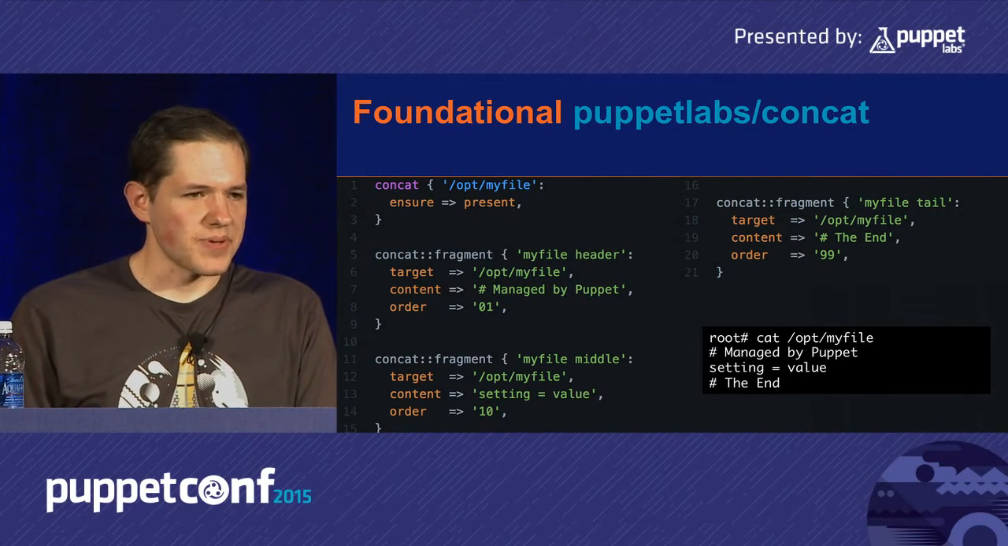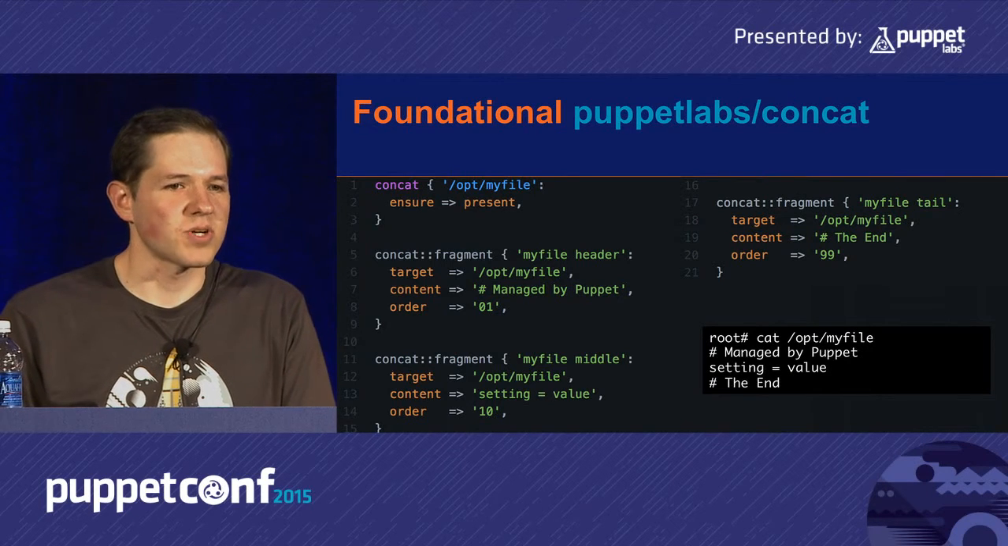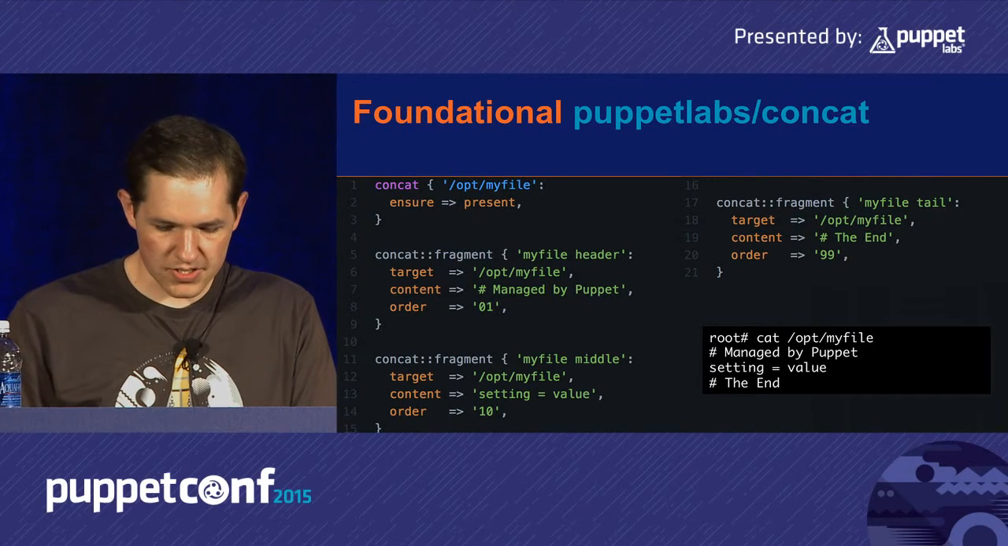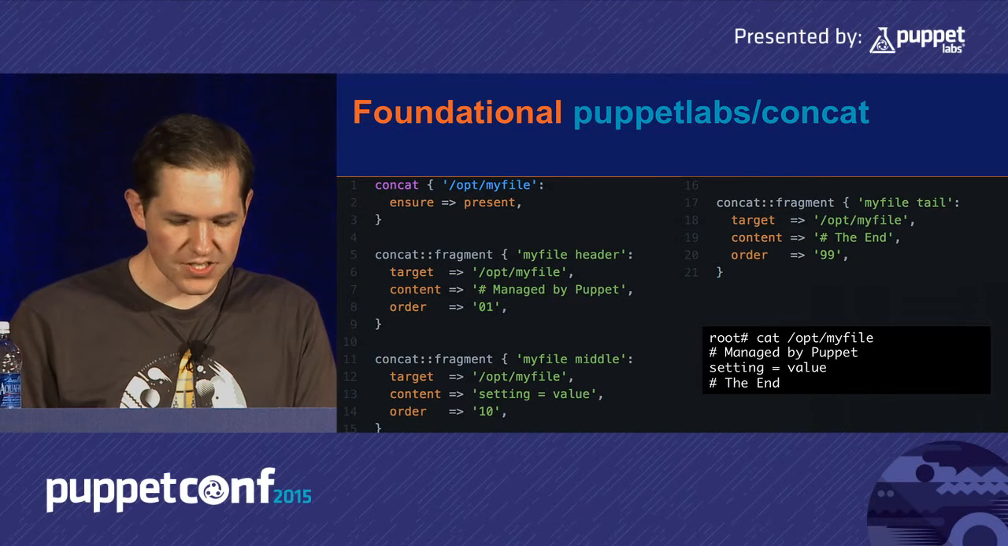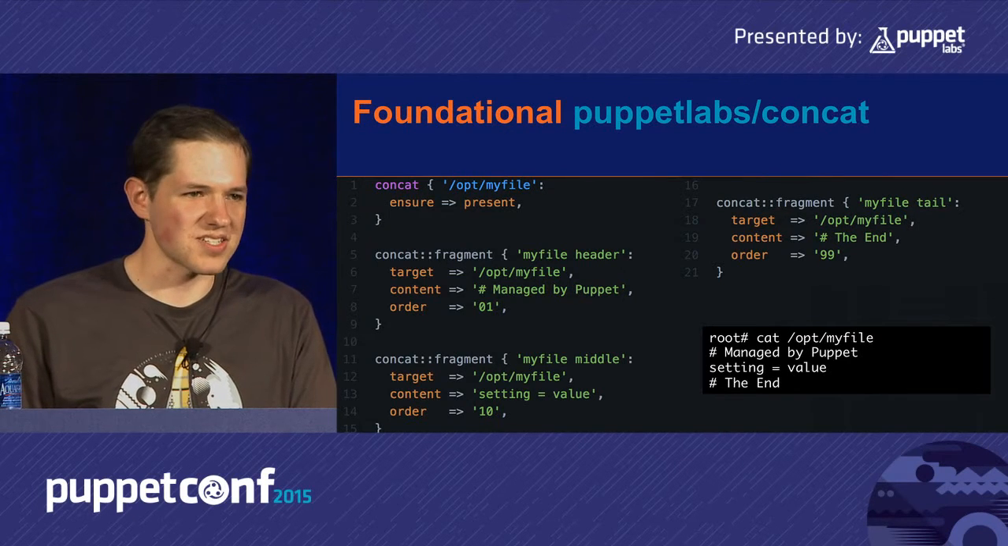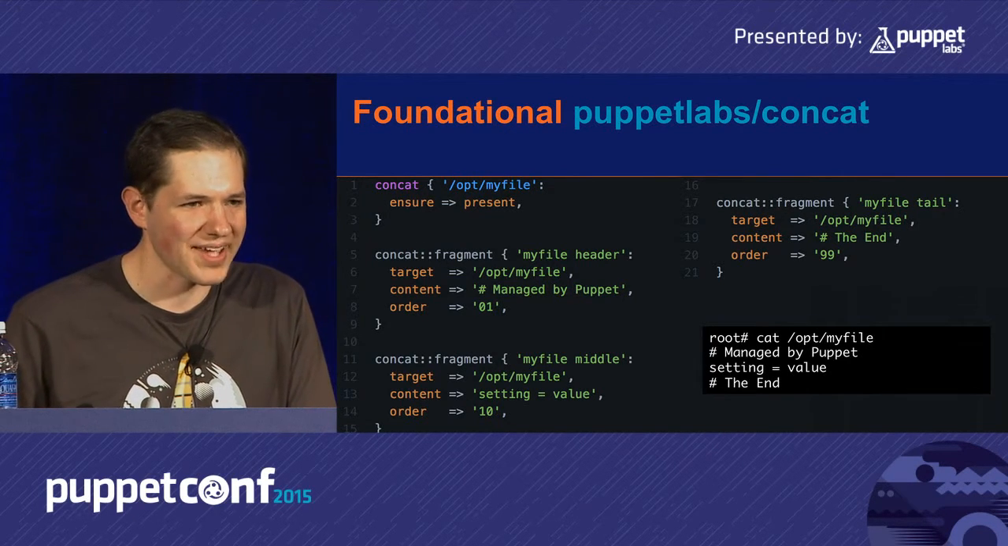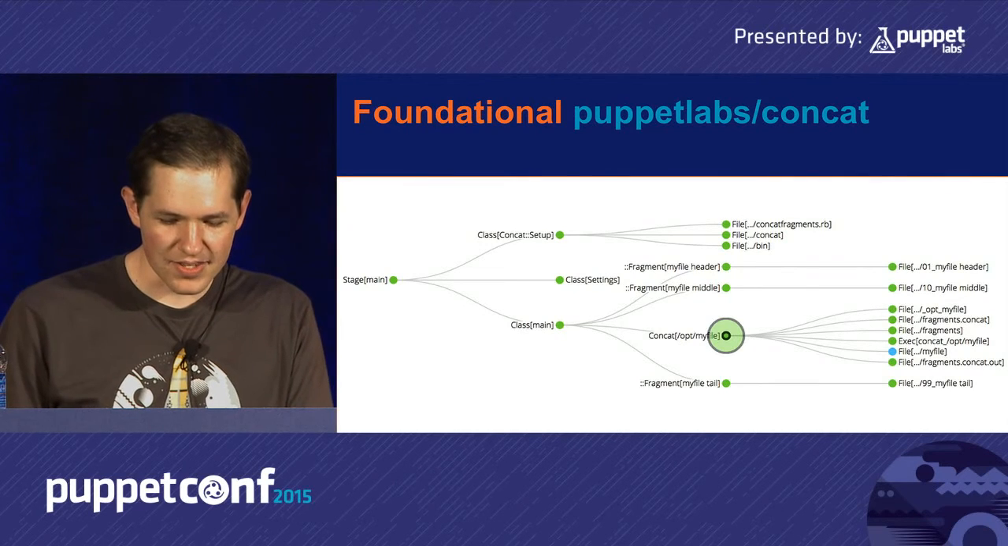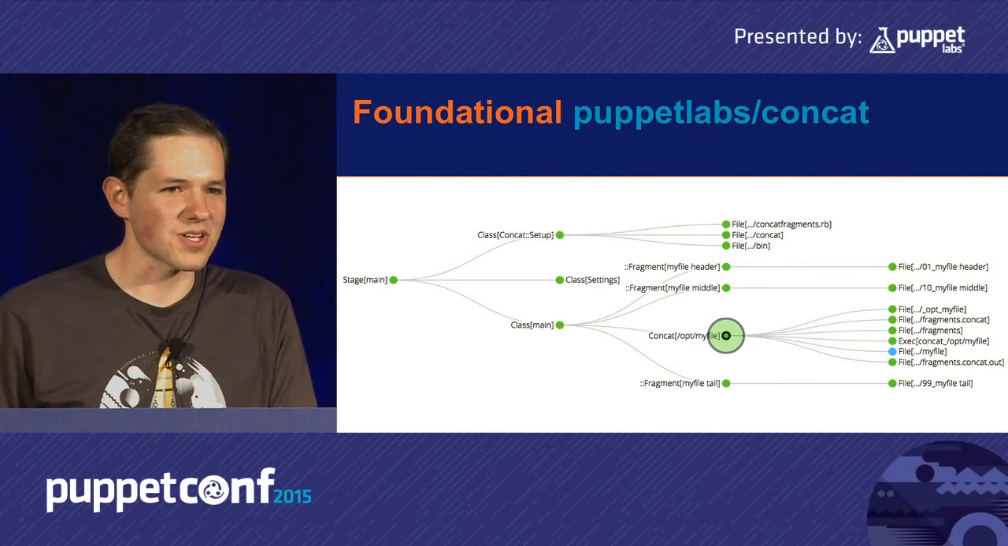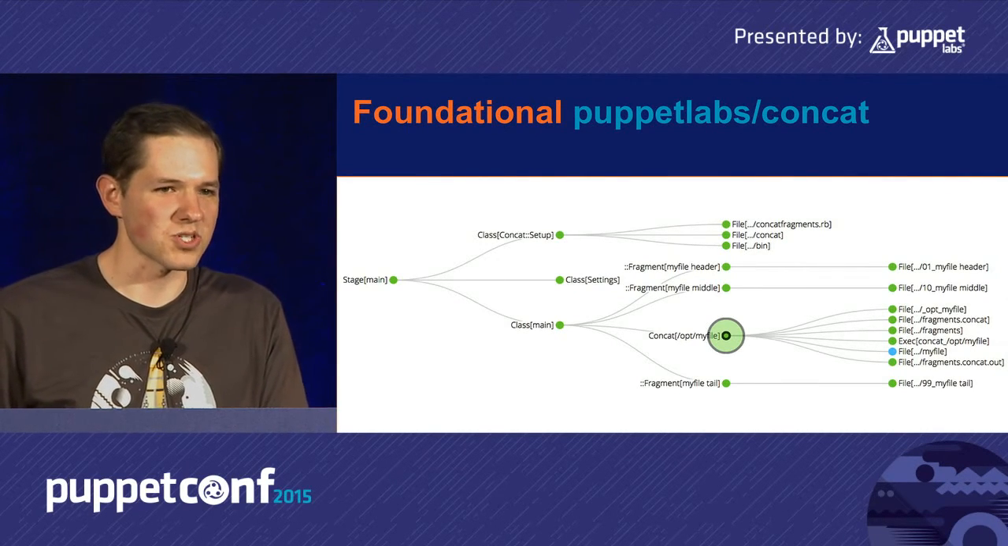I started by showing a picture of the graph because I wanted to introduce that picture. And I'm going to show another picture on here again. Concat is a really interesting resource because it is a defined type and does a lot more than you would imagine just looking at that code. This is sort of the graph that gets produced based on those three or 4 resources that we showed earlier.